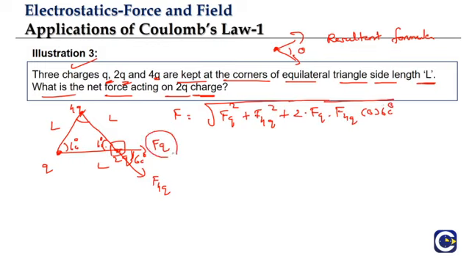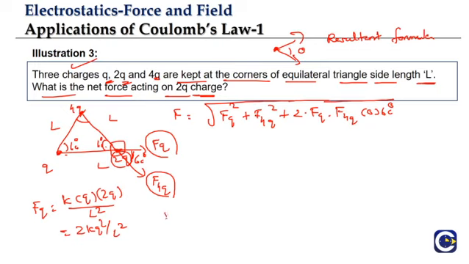Now we need to find the magnitude of force because of q and force because of 4q. Force because of q: we are finding the force acting on 2q because of q, k into q into 2q, we are considering them to be positive, that is why we are not putting the modulus. Distance between them is L, so we will have L square, which is 2kq square by L square. Force because of 4q, the magnitude will be k into 2q into 4q by the distance between these two, which is also L, so L square. This is going to be 8kq square by L square.